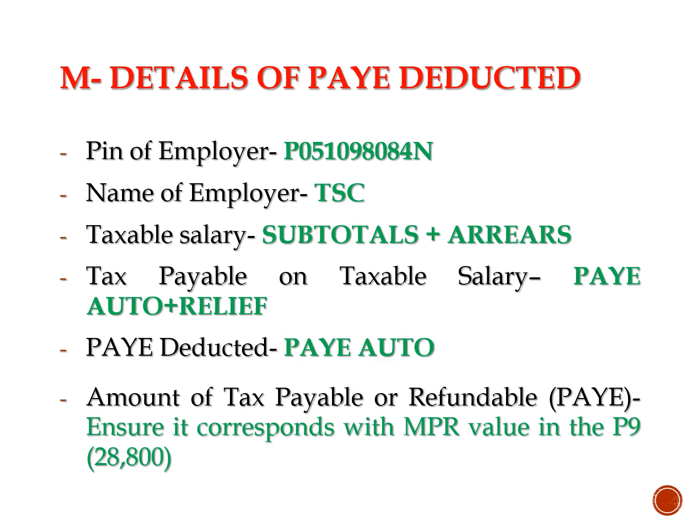Now, the column at the end, that is the amount of tax payable or refundable, that is a payee, will auto-calculate itself. But check the amount that is there, just to make sure that you did the correct entry, then it should give you the MPR value that is there in your P9 form. That is 28,800. That is the personal relief by KRA. So ensure that after the computation, that is what you get, 28,800. With that, you can move on.